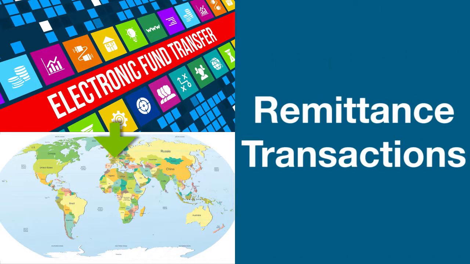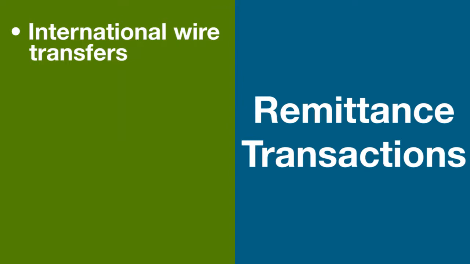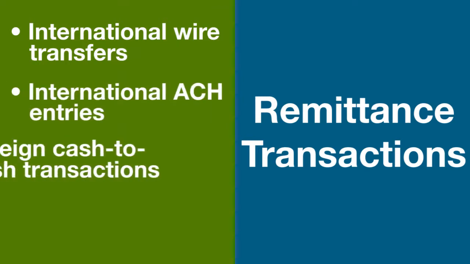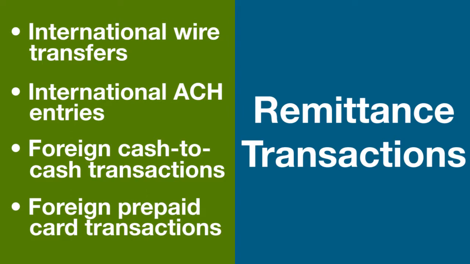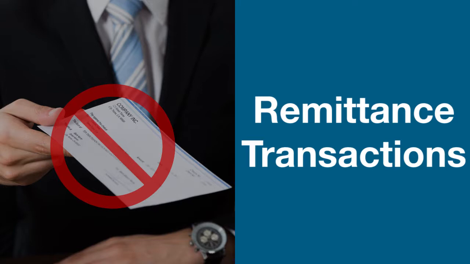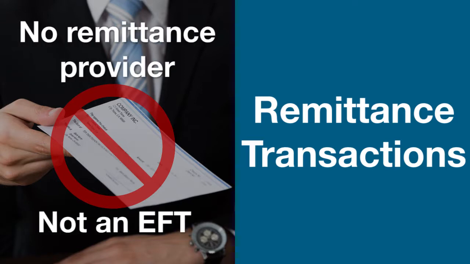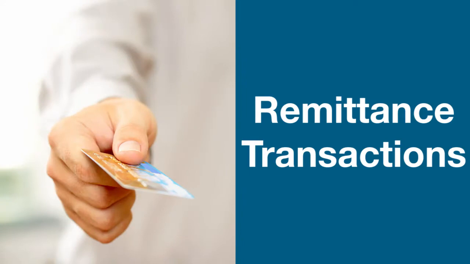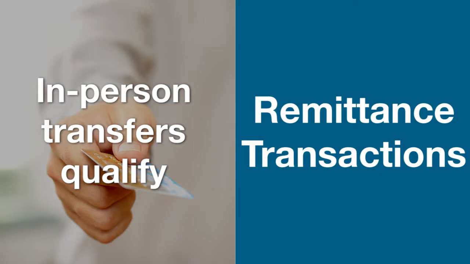A remittance is an electronic funds transfer, or as we call them, EFTs, requested by a sender to be sent to a designated recipient in a foreign country made by a remittance transfer provider, such as a bank. For example, transactions that qualify as a remittance include international wire transfers, international ACH entries, foreign cash-to-cash transactions, and certain foreign prepaid card transactions. Simply mailing a check abroad does not qualify because there's no remittance provider involved and it's not an electronic transfer. However, consumers do not have to have an account at the institution to be a sender. Transfers made in person can be remittances.